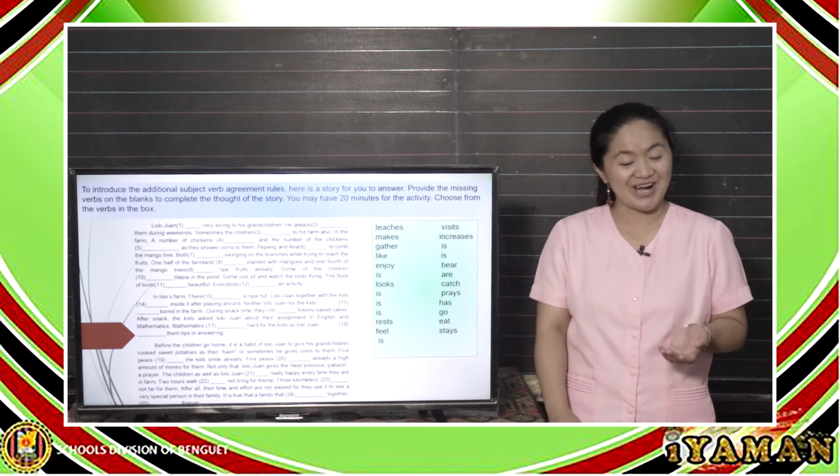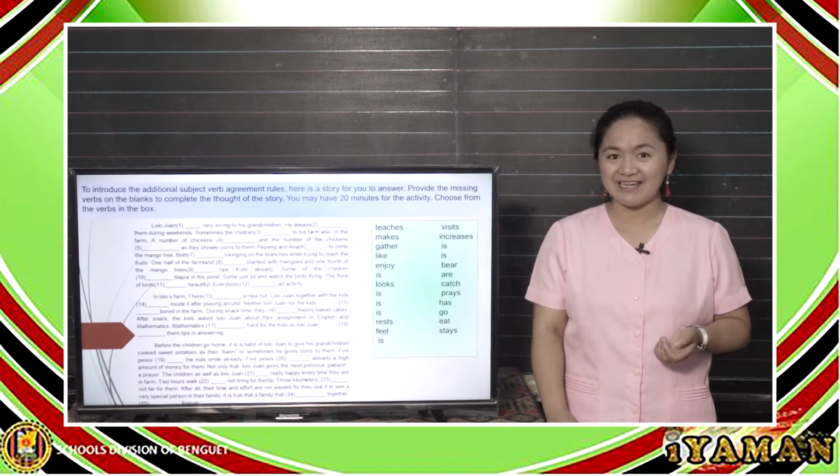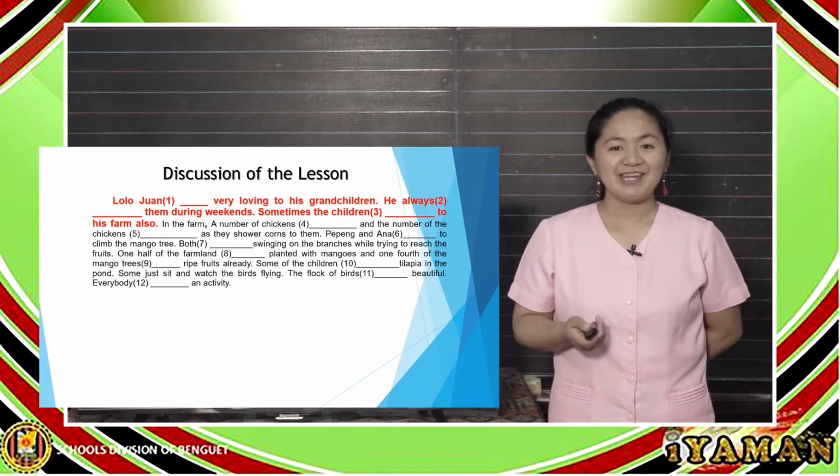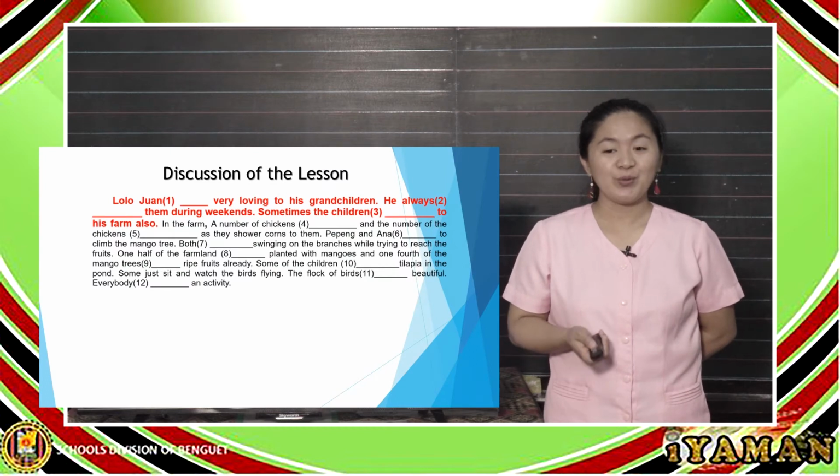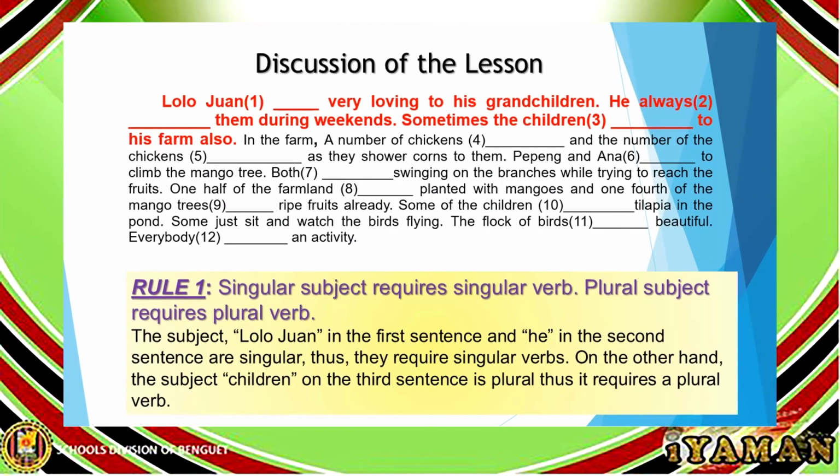Okay, are you done answering the activity? Now we're going to discuss it. In the first three sentences, what are our subjects? Are they singular or plural? Correct. The subject Lolo Juan in the first sentence and he in the second sentence are singular. Thus, they require a singular verb. Meanwhile, the subject children in the third sentence is plural. Thus, it requires a plural verb.